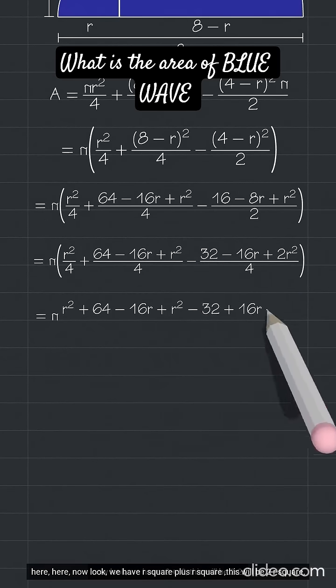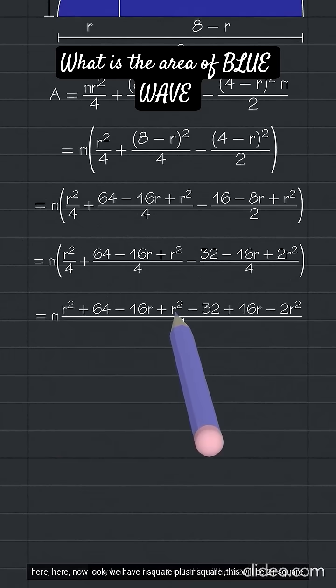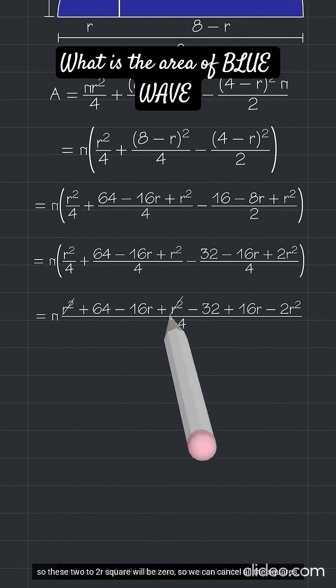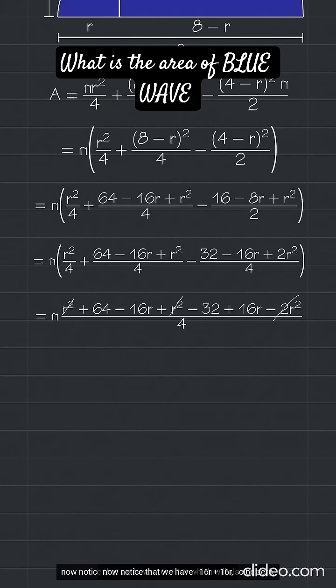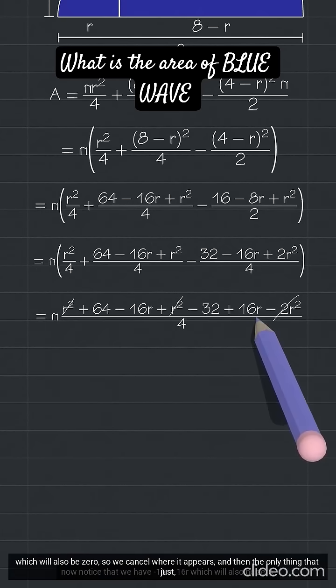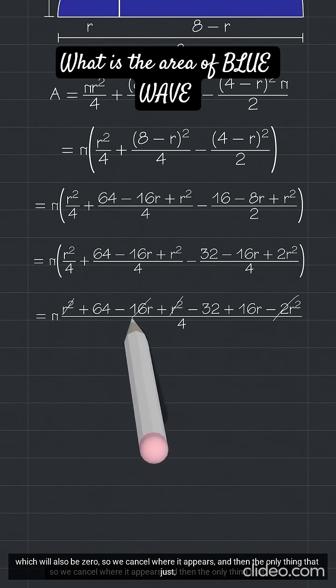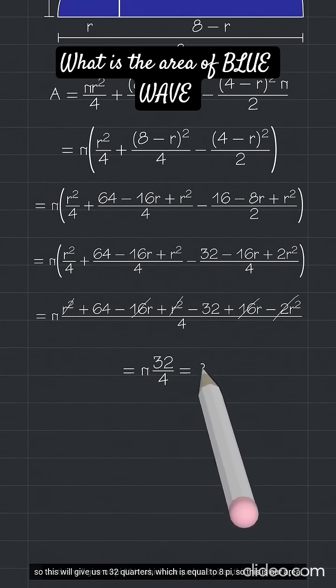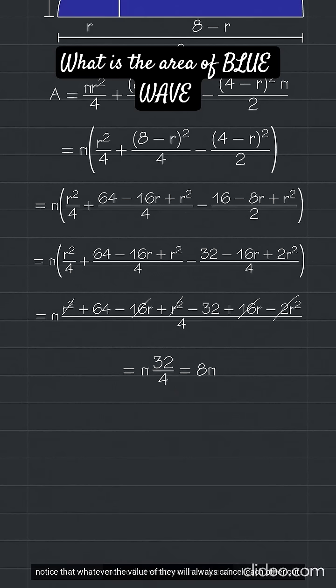Now look, we have r squared plus r squared. This will be 2r squared. So these 2r squared minus 2r squared will be 0, so we can cancel all the squares. Now notice that we have 16r minus 16r, which will also be 0, so we cancel where it appears, and then the only thing left is 64 minus 32, which is 32. So this will give us pi times 32 over 4, which is equal to 8 pi, so this is our area. Notice that whatever the value of r, they will always cancel each other out, always leaving us with 8 pi.